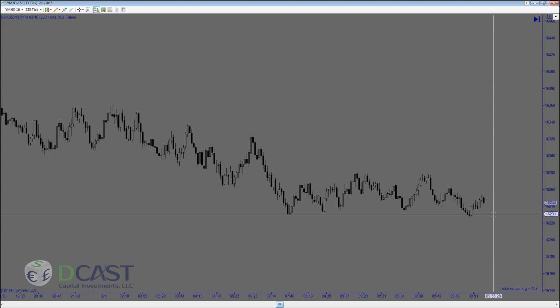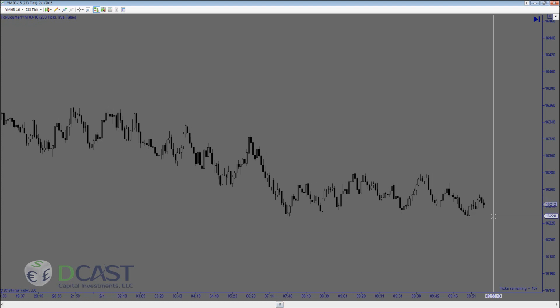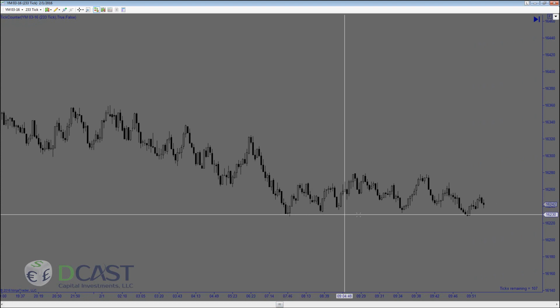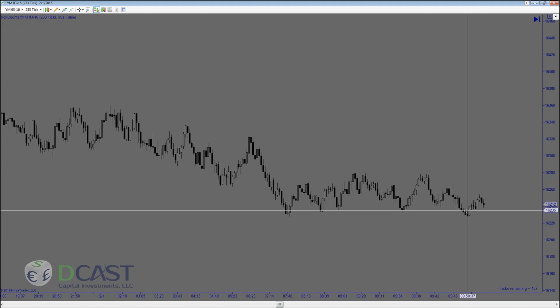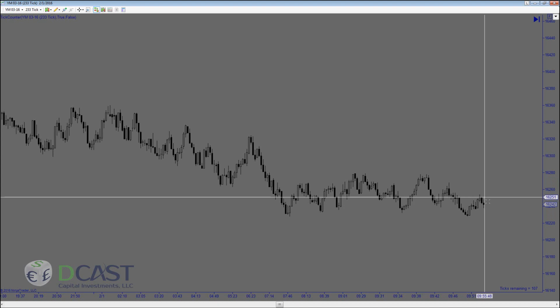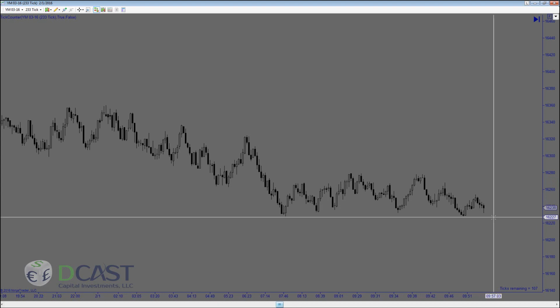And we get that weakness, a very weak new structure low. We get a very small close here, but I don't think that we are done here. I think that price is going to correct a little bit, and the bear is going to come in a little stronger.